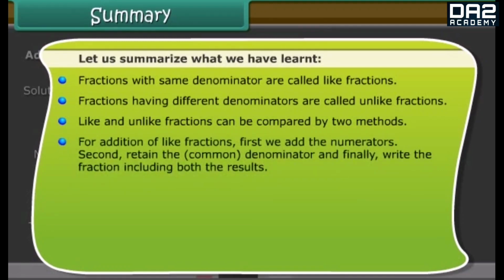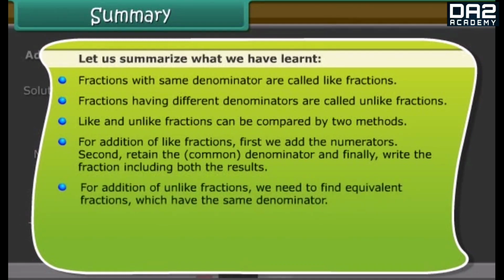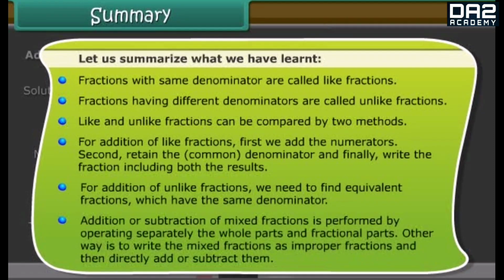For addition of like fractions, first we add the numerators, secondly we retain the common denominator, and finally write the fraction including both the results. For addition of unlike fractions, we need to find equivalent fractions which have the same denominator. Addition or subtraction of mixed fractions is performed by operating separately on the whole parts and fractional parts. The other way is to write the mixed fractions as improper fractions and then directly add or subtract them.